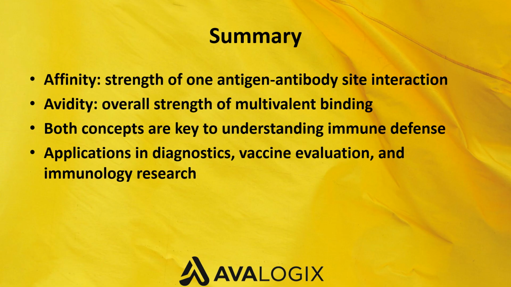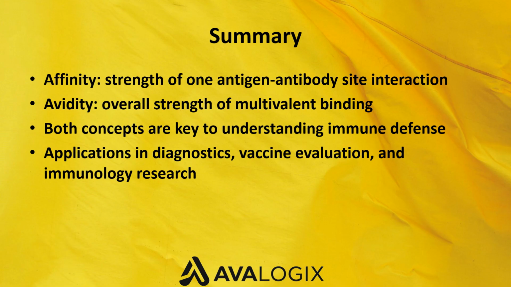High-affinity antibodies bind tightly and stably, while low-affinity antibodies bind weakly and are more easily displaced. Affinity is critical for the precision of the immune response, and it improves over time through the process of affinity maturation, which occurs in germinal centers during adaptive immune responses.